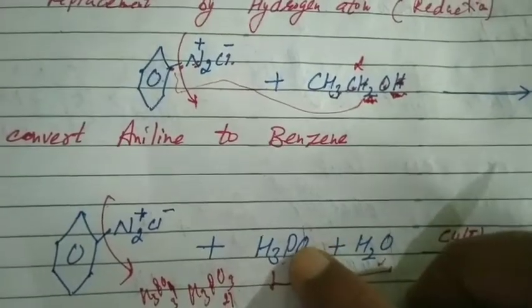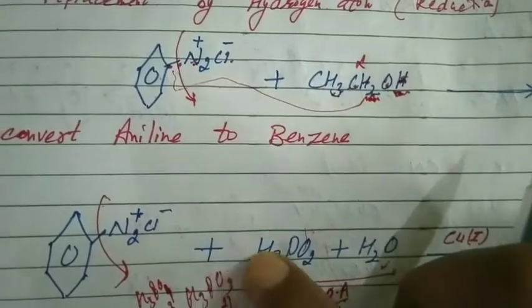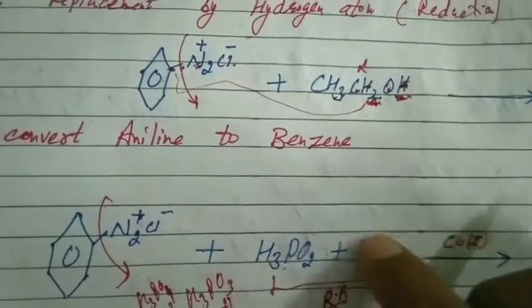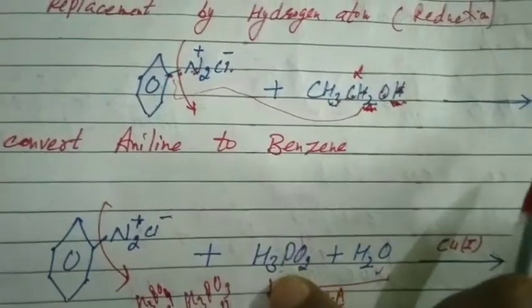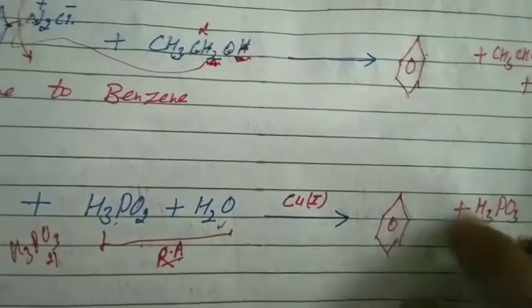What is hypo? Hypo means less oxygen. It is hypophosphorus acid, H3PO2. Aqueous solution of hypophosphorus acid is a reducing agent. You know reducing agent? It reduces the other, but itself is oxidized. It will gain oxygen and form H3PO3 as a byproduct. What will happen?